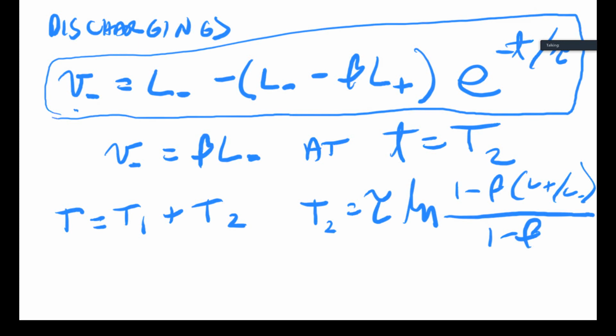So, but that's just for T2. But we know that T, which is really what we want, which is the frequency of oscillation, is going to be T1 plus T2. Another simplification that we can make, and it's not a crazy assumption, it's a very valid and reasonable assumption, is that L plus is equal to minus L minus. So meaning that the oscillation is between the same voltages, just plus and minus, which are the power supplies of the op amp.